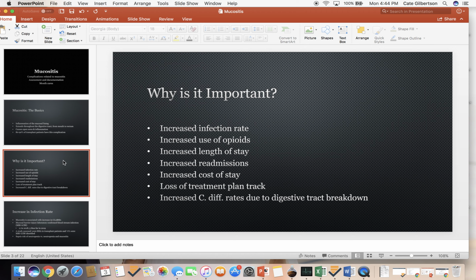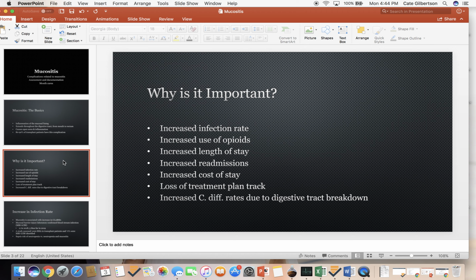So now we're going to touch on why this is important, and this is kind of the big hitter of the topic for today. So we want to change our thought from this is something that all of our patients get, to how we can try to prevent it and how we can make it less impactful for our patients. And these are the reasons why we want to do that.